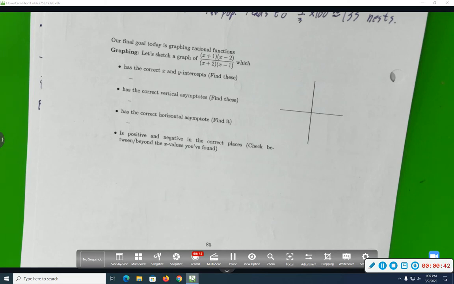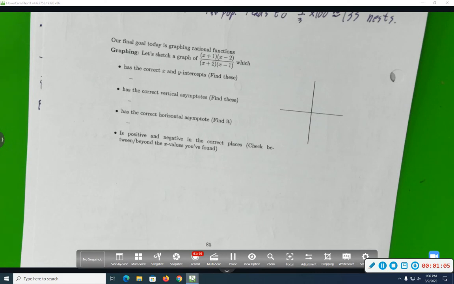So let's try to use those facts to graph these rational functions. We'll get something that qualitatively looks correct, acknowledge the things that we don't know, and then maybe we'll get a computer graph and see if it looks reasonable. So let's try to graph this: (X plus 1)(X minus 2) over (X plus 2)(X minus 1).